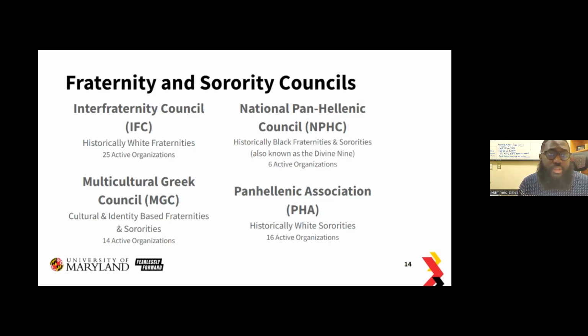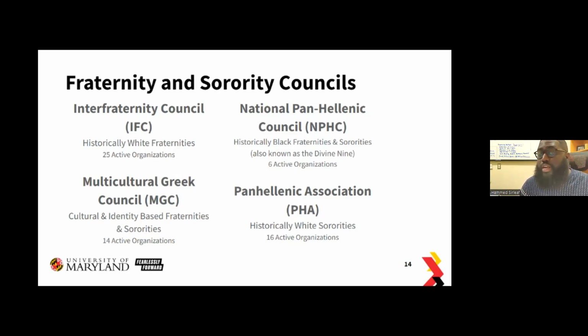Next is the Multicultural Greek Council, or the MGC, and these are our cultural and identity-based fraternities and sororities. Typically at Maryland, we have a lot of Asian Pacific interests. We have Southeast Asian, we have Desi American. Also, we had a new Muslim sorority that just came to campus. So a really great melting pot, and also general multicultural organizations. If your students are looking to learn about a piece of their identity or other people's identity, this is a really great council to be a part of. And there are 14 active organizations on our campus.